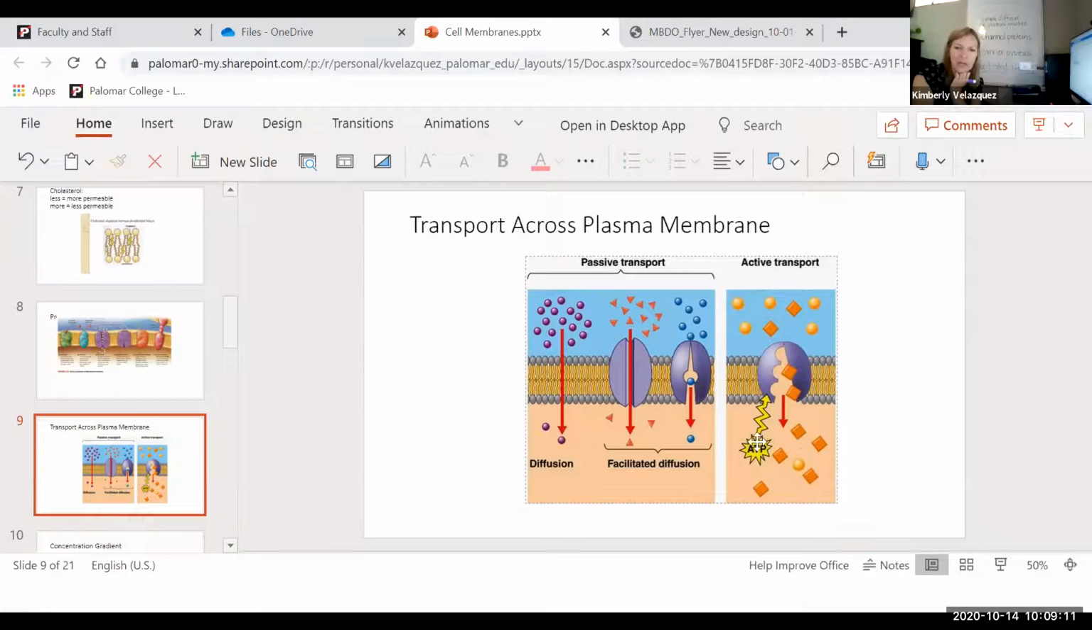Active transport, on the other hand, requires ATP because we're going against a concentration gradient. Active transport is going the opposite direction. With active transport, the molecules are going from low concentration to high concentration.